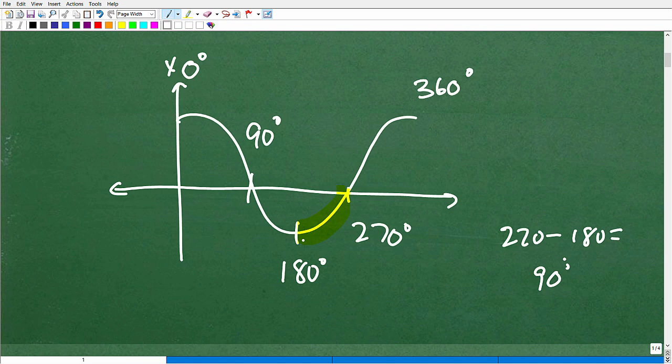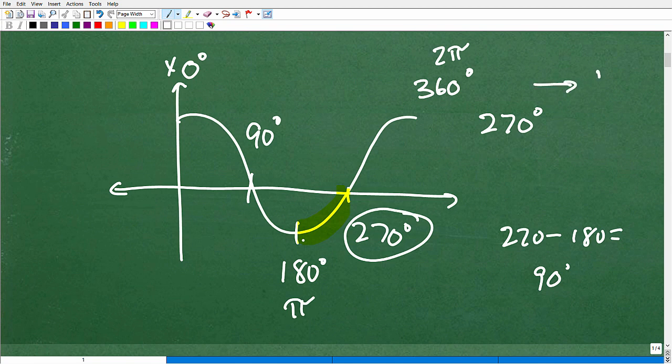But very often, you're going to see these same values expressed with radians. For example, I could have given you this same question. This one would be pi. This is 2 pi. And that's still 0. But what's 270 degrees as radians? Could you answer that question? What's 270 degrees as a radian?